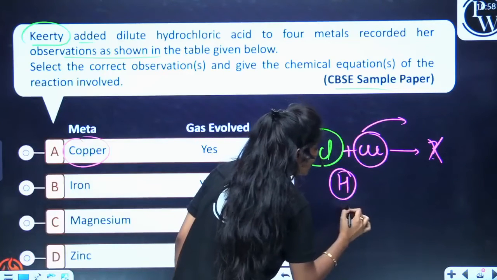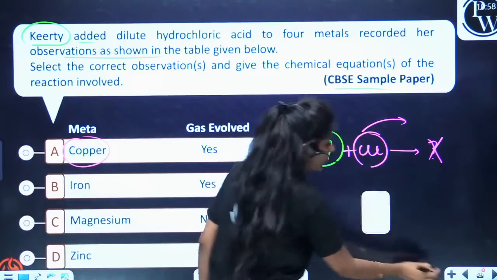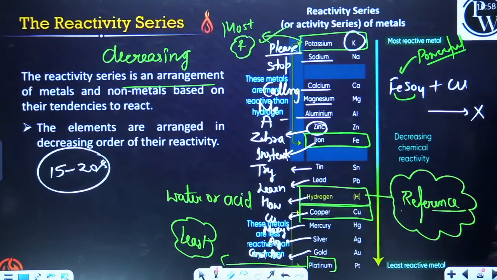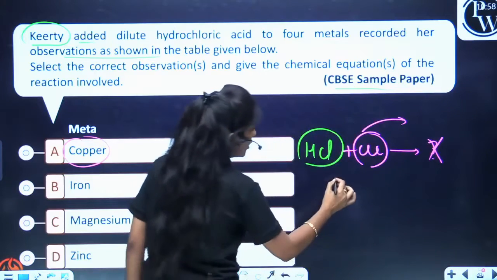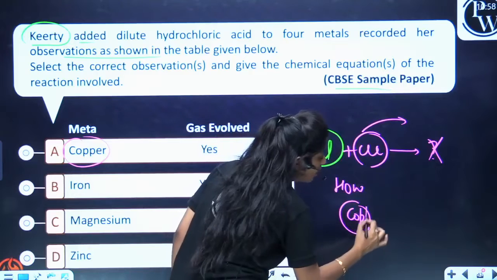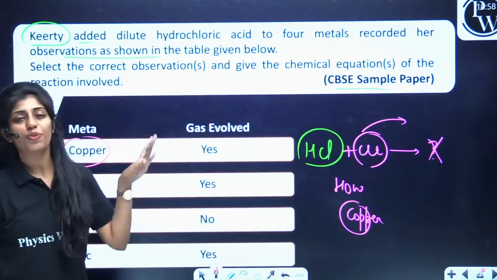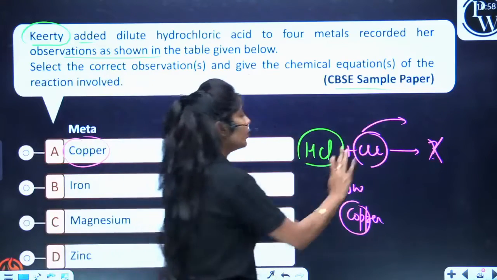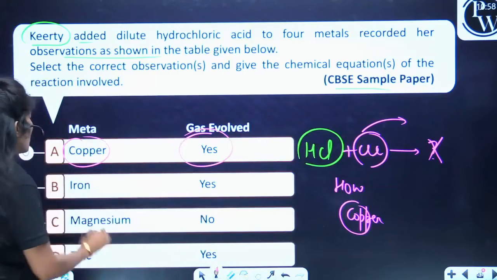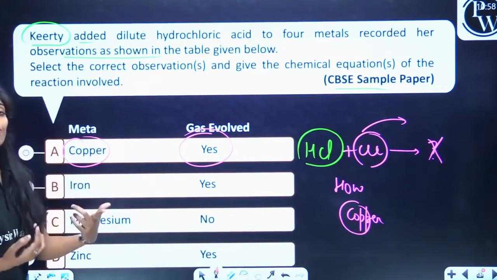Hydrogen, how? We will be recalling it that way: how copper marry silver and gold. So that is how copper. So you can see copper is less reactive, placed below hydrogen, it will not be able to replace it, so there will be no reaction. So there will be no evolution of gas. That is done. Now iron is reacting with HCl. Will there be any evolution of gas?